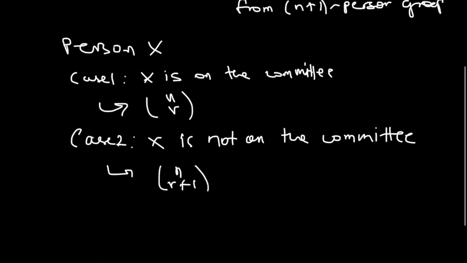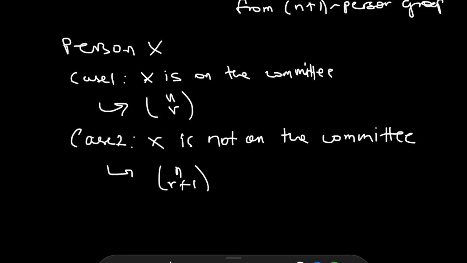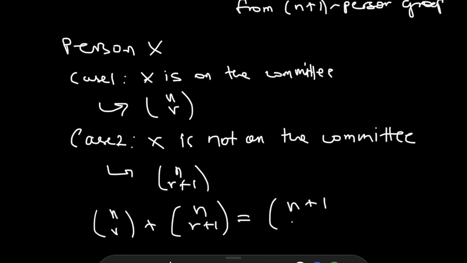And since these two cases are exclusive, meaning only one of the two can happen, not both, since X can either be on the committee or not, we can add up these two cases to give us the total number of ways to create an r plus 1 person committee from n plus 1 people. So essentially we've shown that n choose r plus n choose r plus 1 equals n plus 1 choose r plus 1. And so using a committee forming argument, we have proven Pascal's identity. And let's move on to the next example.